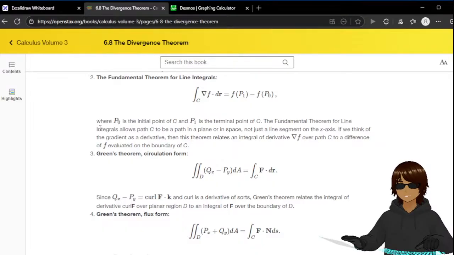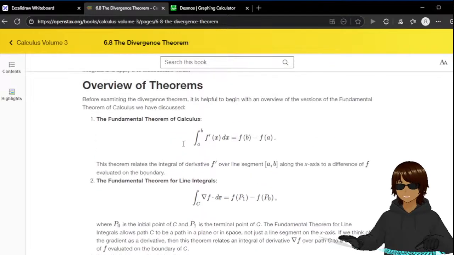The fundamental theorem for line integrals allows path C to be a path in a plane or in space, not just a line segment on the x-axis. If we think of the gradient as a derivative, then this theorem relates the integral of the derivative over path C to a difference of f evaluated on the boundary of C.